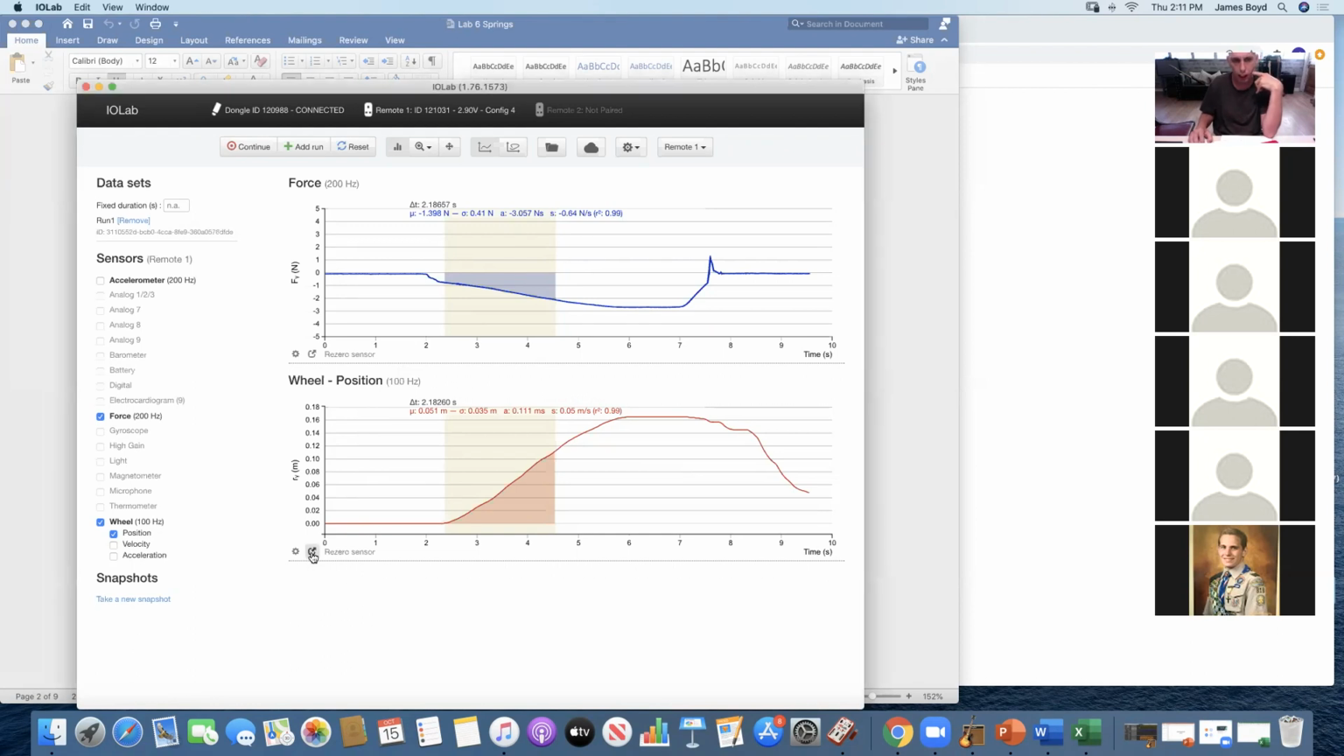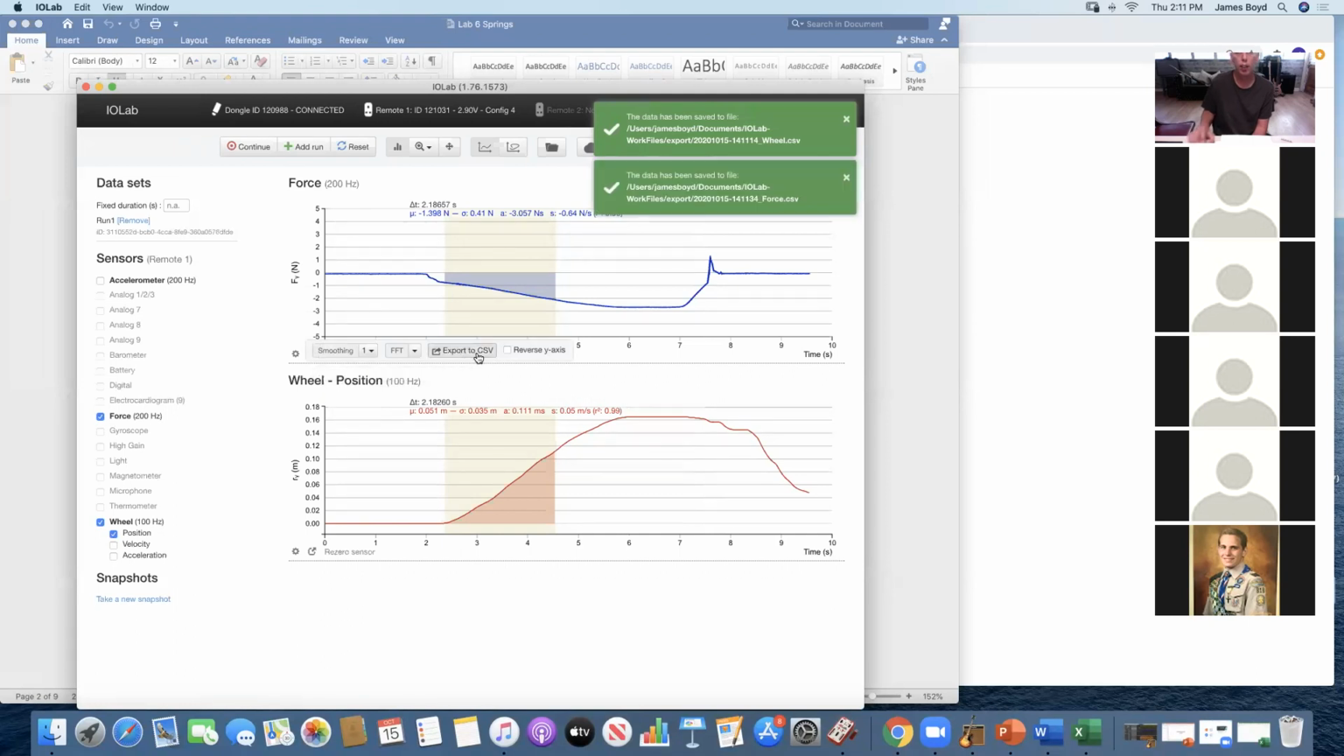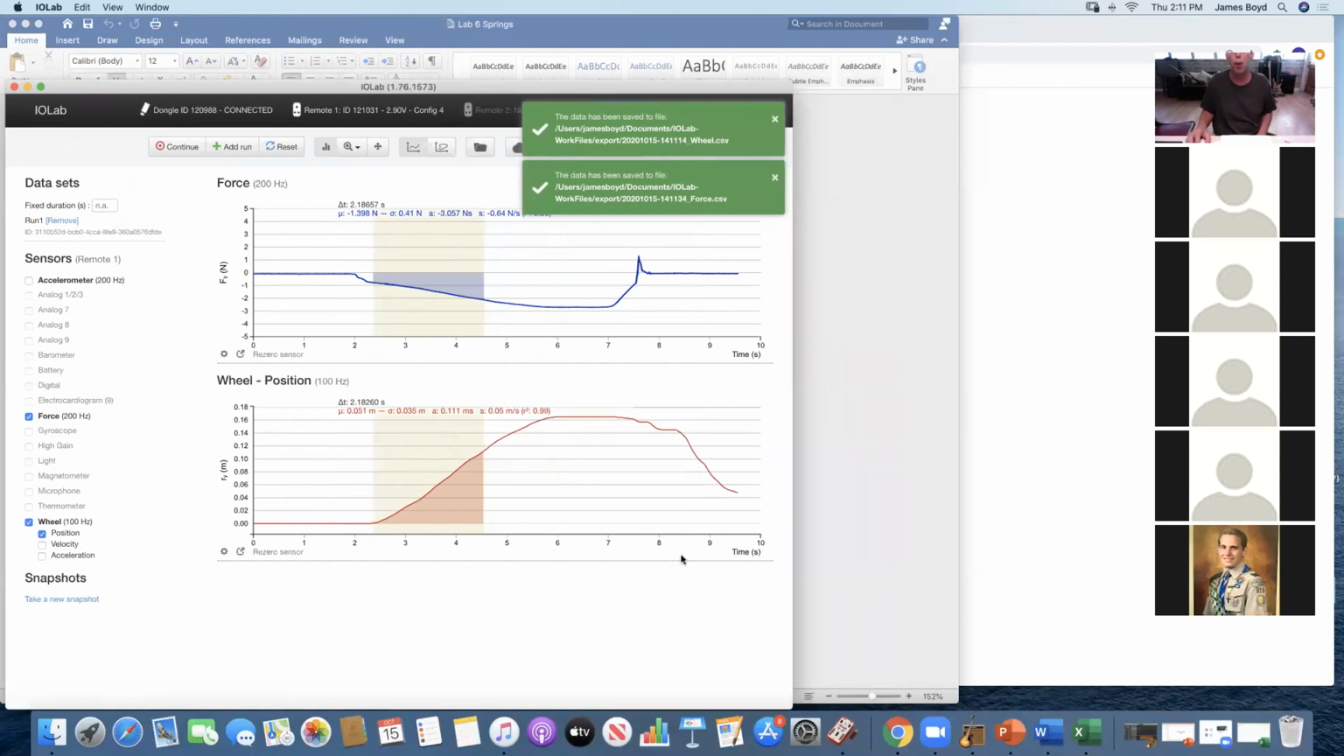So if you click on this little toolbar thing and go to export as a CSV, it tells me that it went to my IOLab work file export, and it's 141114. You might not want to write that down. I'm going to write it down because sometimes files get weird. Do the same thing for your force graph, and note that it's 141134. Okay, so now that I have that, I'm done with the IOLab for the moment.